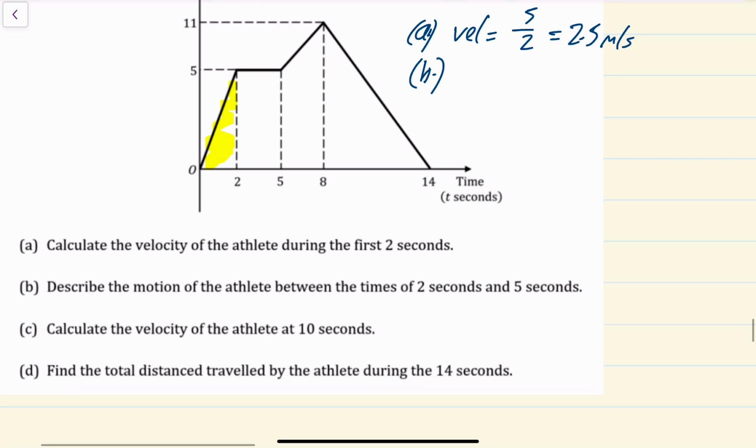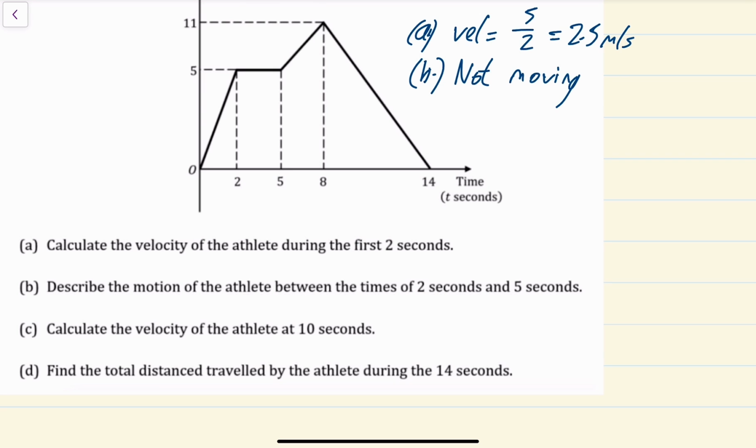For part B, it says describe the motion of the athlete between times of 2 seconds and 5 seconds. We're talking about this wee section in here. If you look at what's happening, it's a horizontal line, so the body is not moving at all. It's stationary.